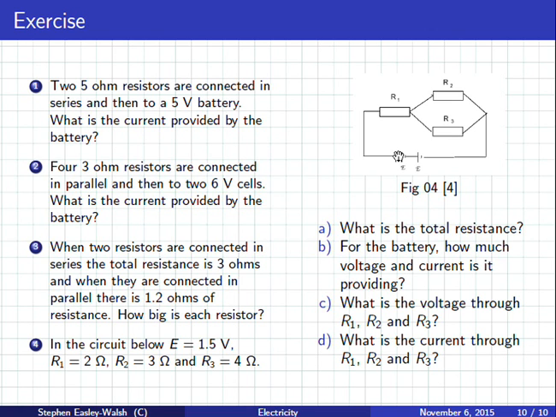0.75 amps. Now, the next part of the question is if the resistors are connected in parallel. So I'm going to remove this part. So the next part is now we have this, but this time they're in parallel.